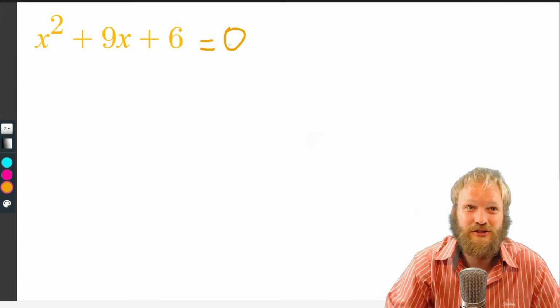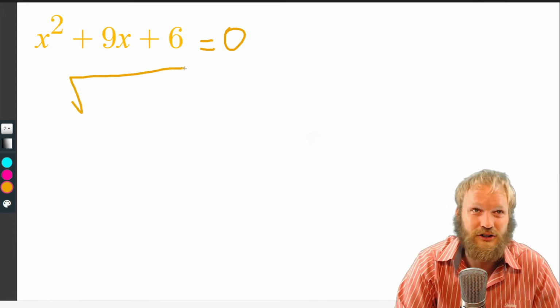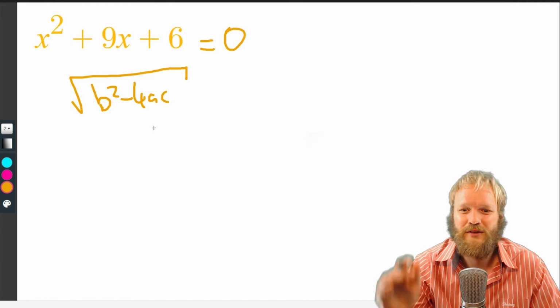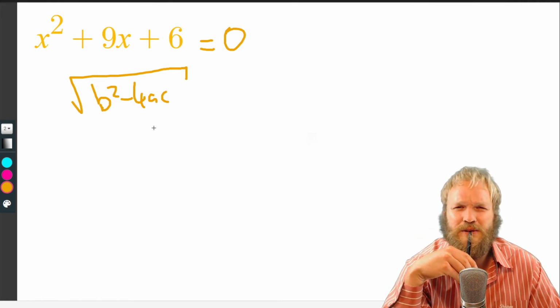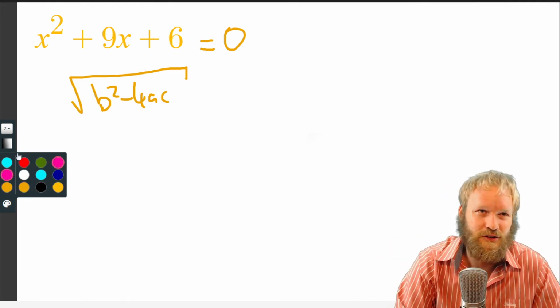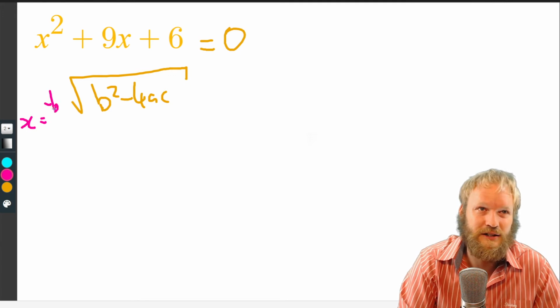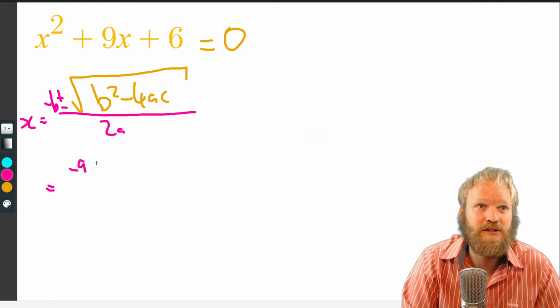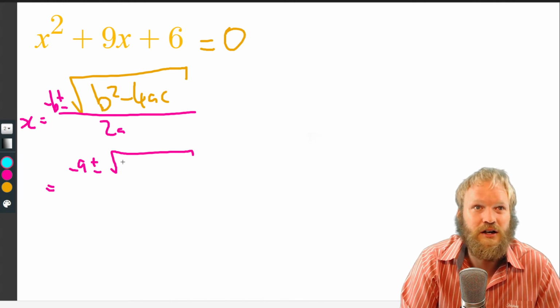Determine the discriminant. Remember, that's b squared minus 4ac. That's the bit we're interested in. Determine what that is and try and interpret what answer you get. Okay, so we're going x equals minus b plus or minus the square root of b squared minus 4ac, everything over 2a, equals minus b plus or minus the square root of, but this is the bit we're interested in, b squared minus 4ac.